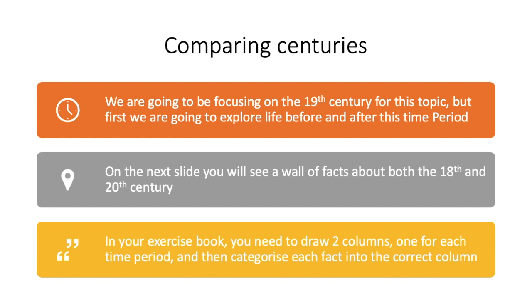So in your exercise book, you need to draw 2 columns. I would say this should probably take up a page, but if you draw your lines in pencil, you can always add or take away as you go along. You need 1 column for each time period. And then you're going to categorise the facts from the fact wall on the next slide into your 2 columns. I hope that makes sense. So you should have 2 columns, one for the 18th and one for the 20th century. And the next slide is going to give you the information that you need to put into those columns, okay? So go on to the next slide and pause the video there and get on with categorising those facts.